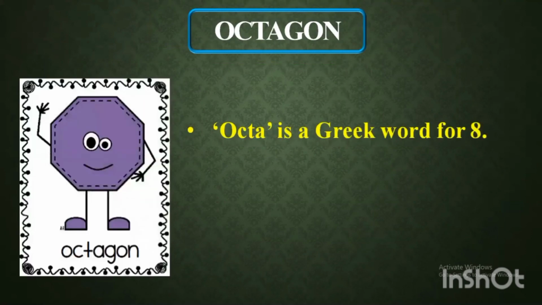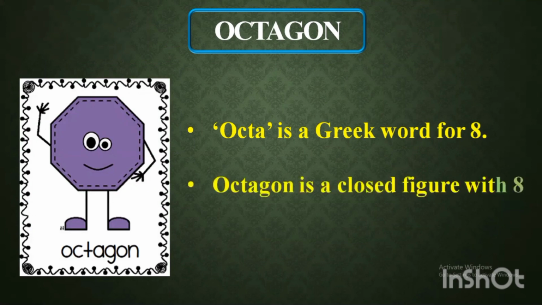Octagon. Octa is a Greek word for 8. Octagon is a closed figure with 8 sides and 8 corners.